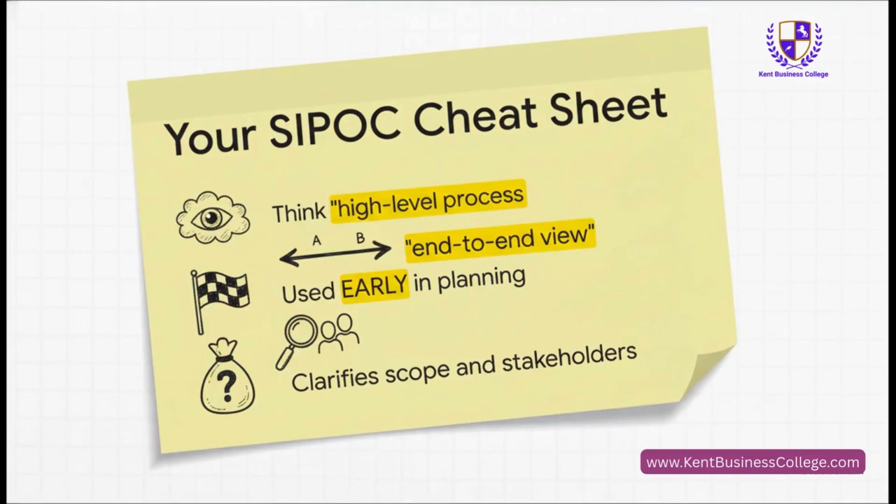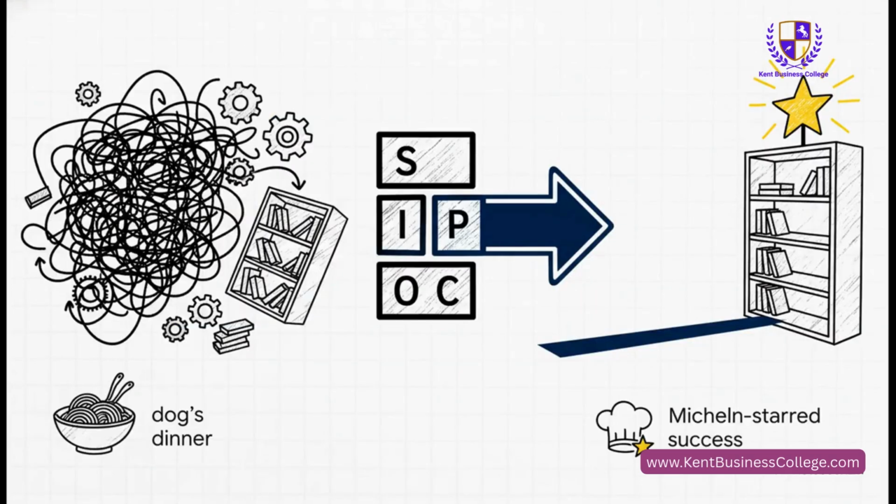Right then, here it is, your cheat sheet. Go on, screen grab this, write it down, get it tattooed on your arm, whatever works for you. For your exams, if you see phrases like high-level process or end-to-end view, I want your brain to just scream SIPOC. Just remember, its job is to clarify things early on, and it's your absolute best starting point for any kind of analysis on the cost of quality. Got it?